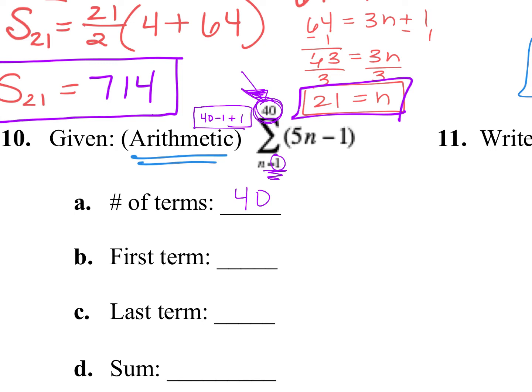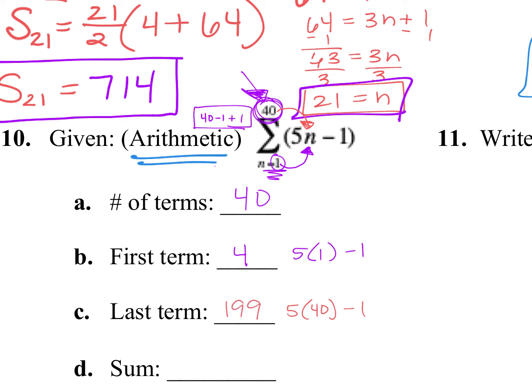How do you find your first term? Plug that one in right here, right? 5 times 1 minus 1 is 4. So our first term is 4. What's the last term? How do you find the last term? Plug in the 40, yeah. So this is going to be 5 times 40 minus 1, which is 199.